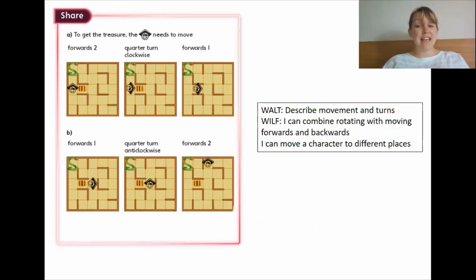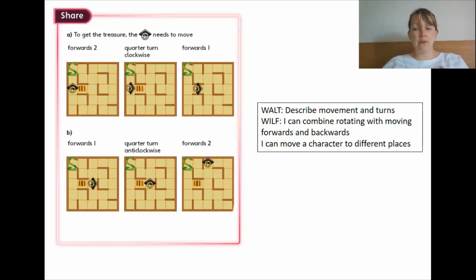So, like I said, today we're learning to describe movement and turns. The way that you're going to be successful is you're going to be able to combine rotating your person round with moving forwards and backwards. And you're going to be able to move characters to different places.